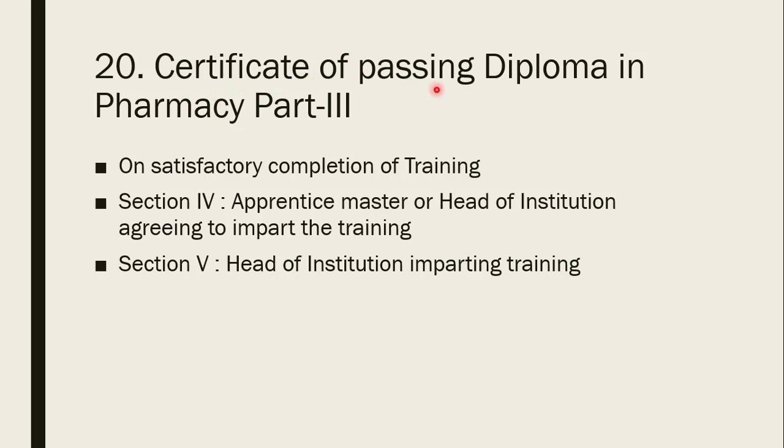That is certificate of passing diploma in pharmacy part 3. That means after satisfactory completion of the training, section 4 of the said contract form is to be filled by the apprentice master or the head of the institution agreeing to impart the training, in which that apprentice master working on section 4 will provide the information about the student trainee that he or she had completed satisfactorily the training, and has practiced all the activities which are mentioned in table 3, and also agrees that a registered pharmacist shall be assigned for guidance. Section 5 is to be filled by the head of the institution, that means head of the academic institution.